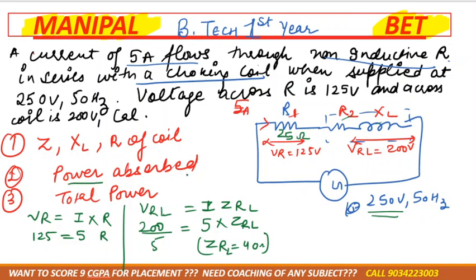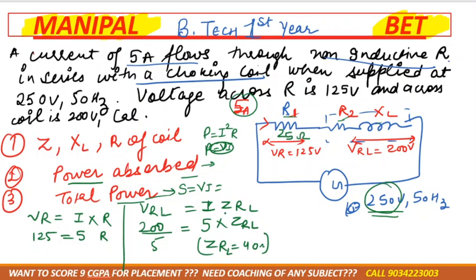And now we need to calculate the values of R2 and XL. And then we need to calculate the power absorbed. The power absorbed formula is P equal to I squared R, right? If you know the current and the total resistance, then you will get the power absorbed also. And the total power is the apparent power, that is S equal to VI. Total voltage is given, total current is given, then we'll get the total power, right?